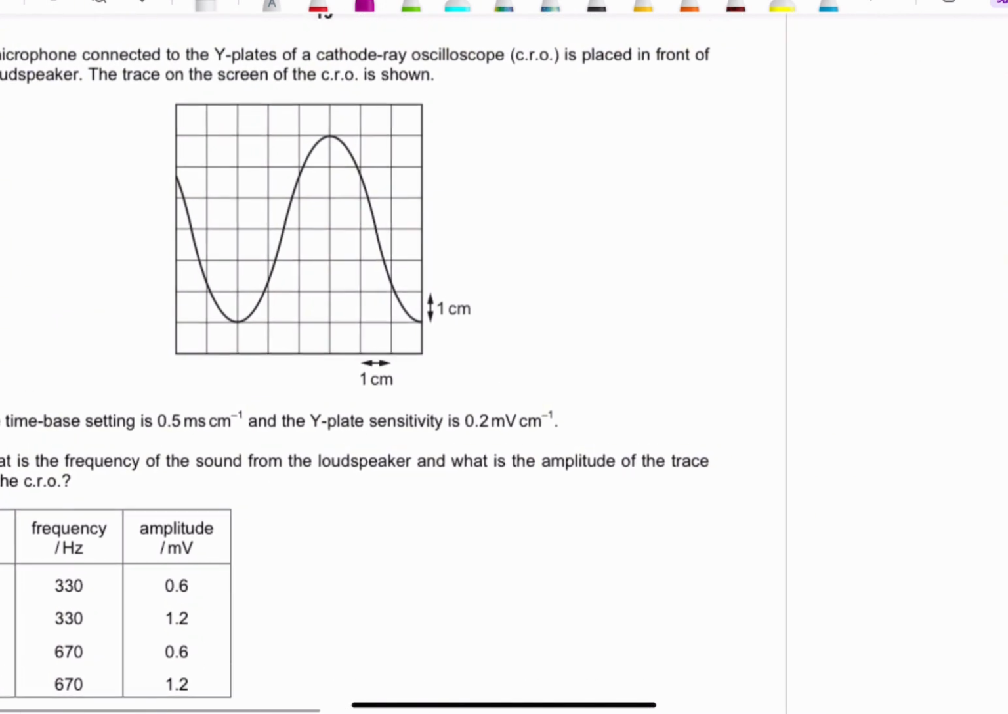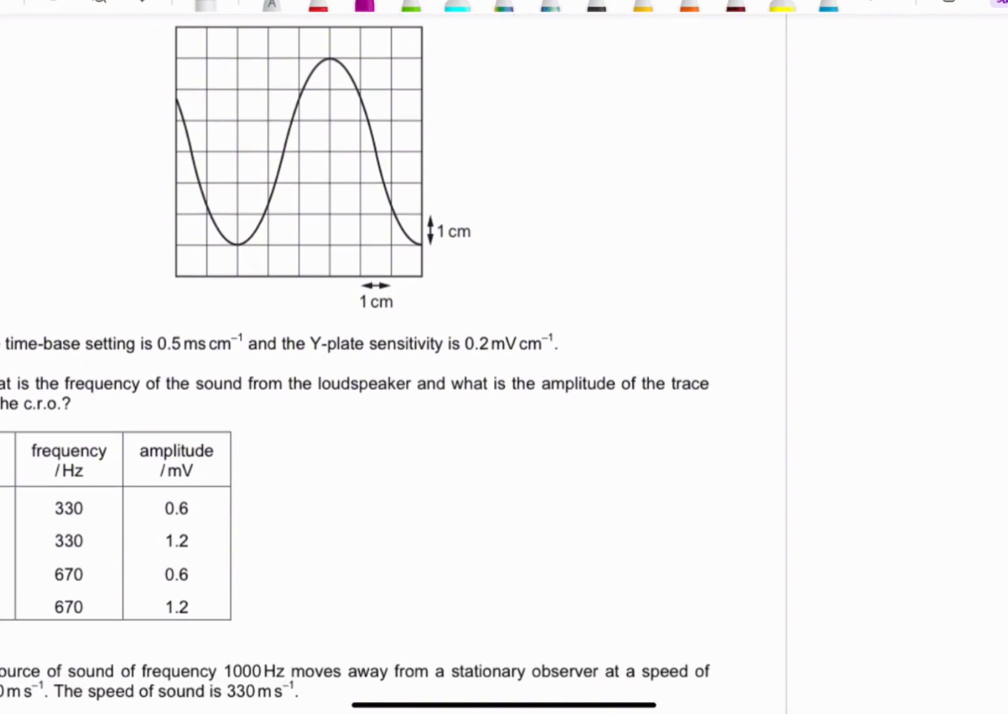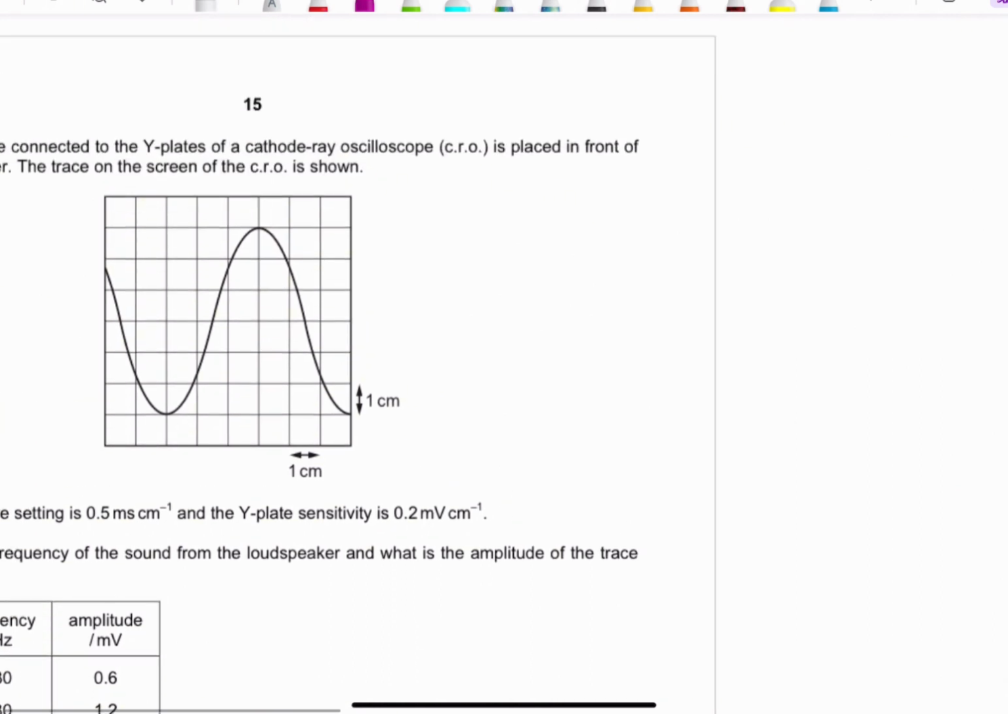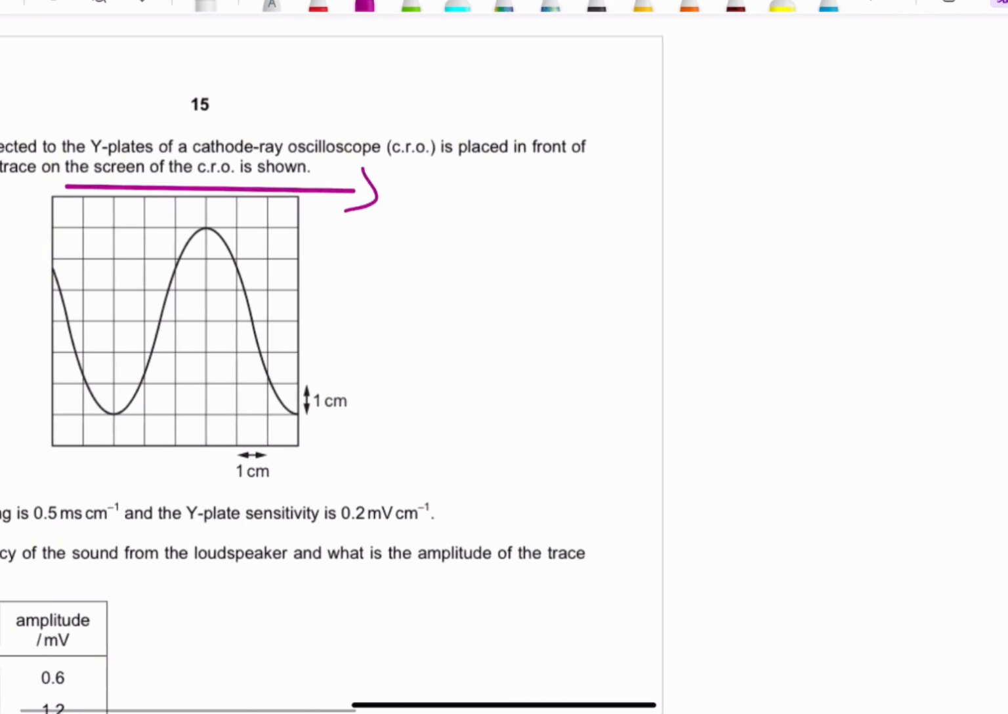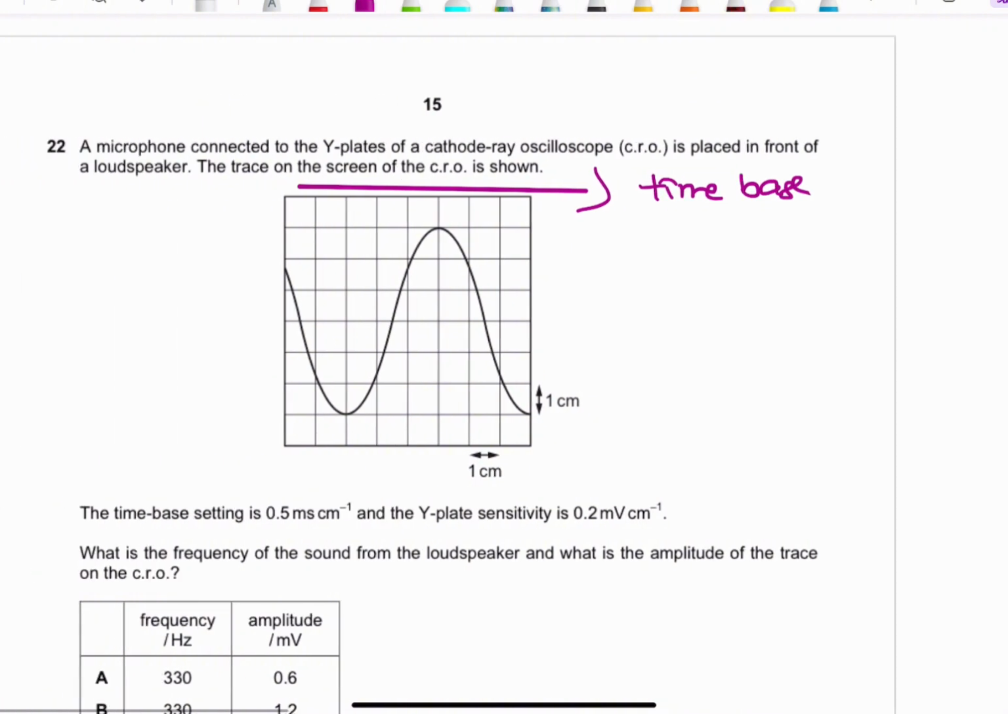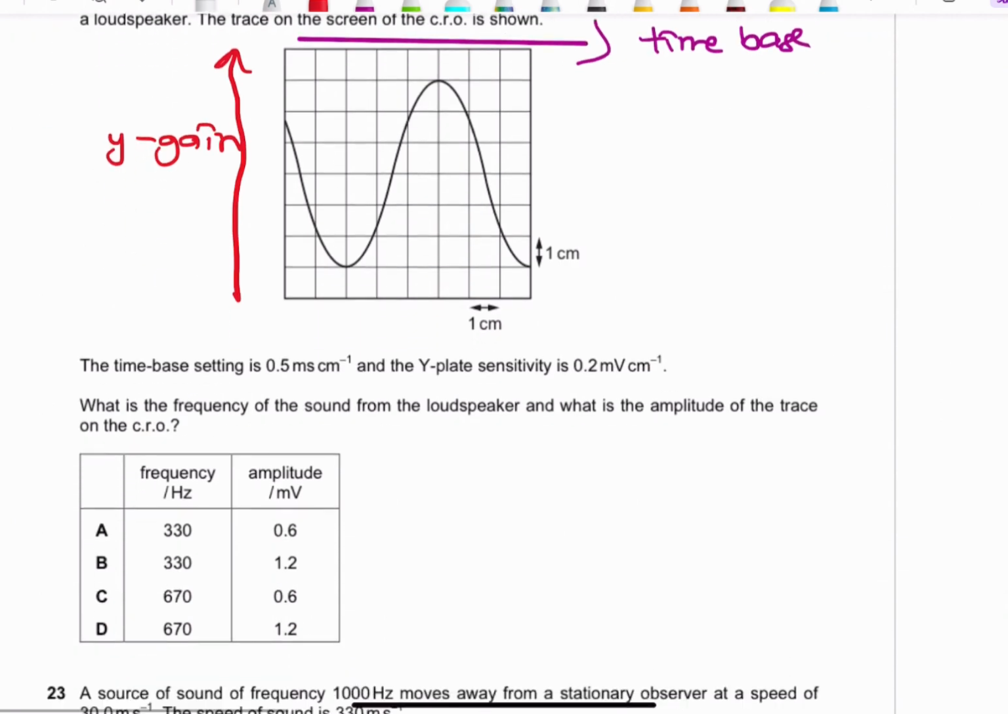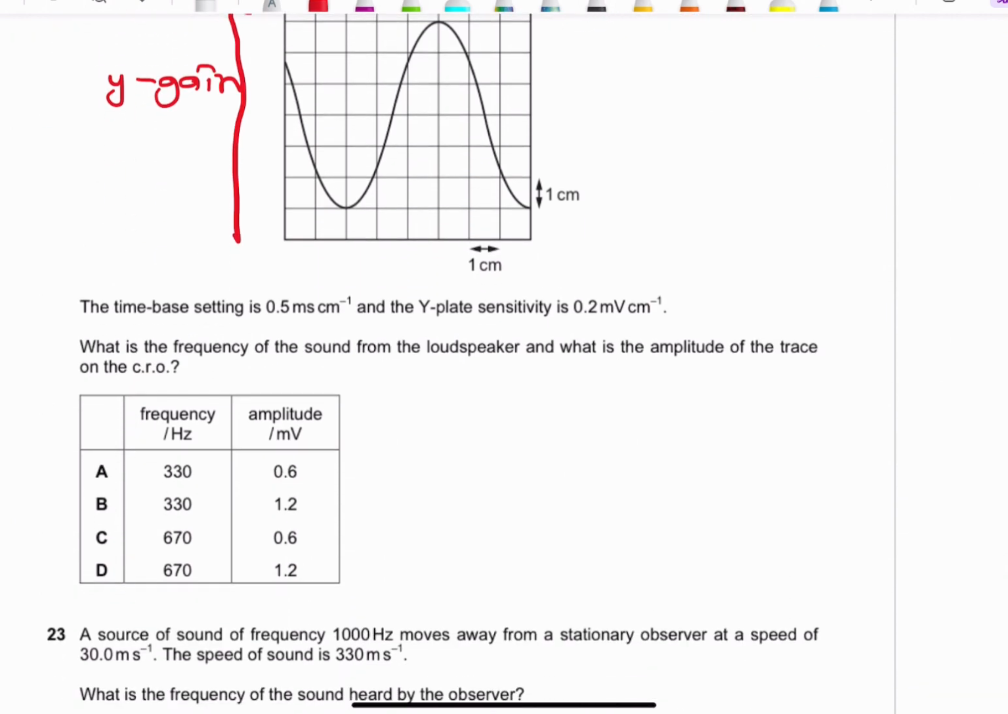We're given a cathode ray oscilloscope. These are actually two questions that we've seen regarding the cathode ray oscilloscope. The time-base setting is 0.5 milliseconds per centimeter. So on a cathode ray oscilloscope, this axis going here is your time base. That's your time base. That's where you read off the time. Going up from this point, that's actually your Y gain.